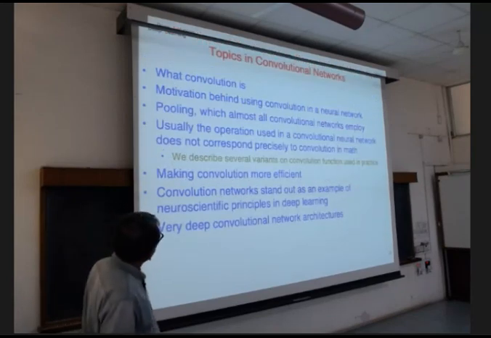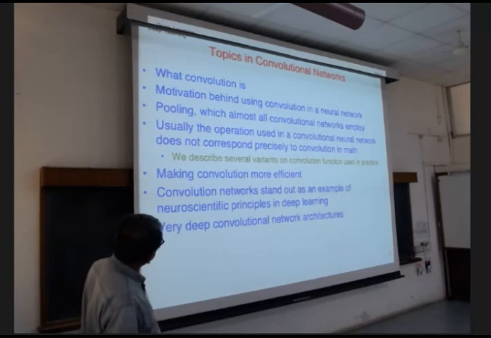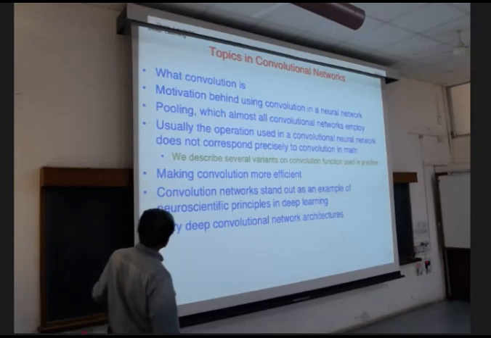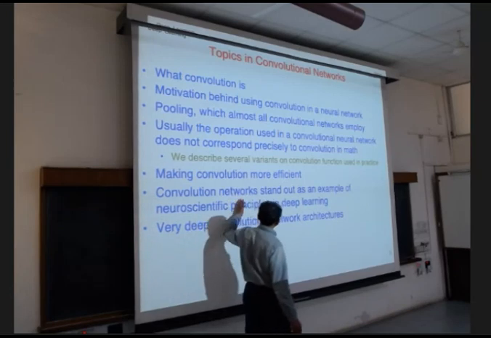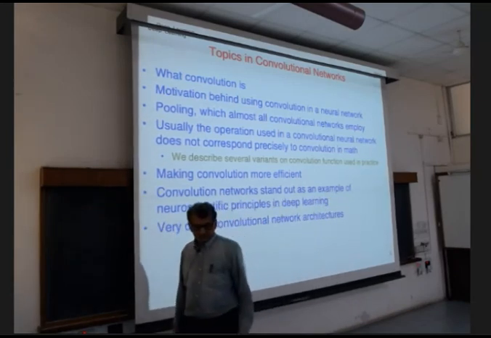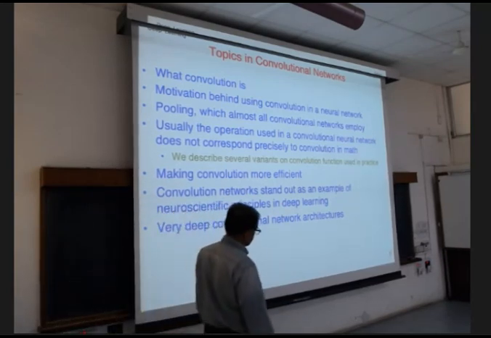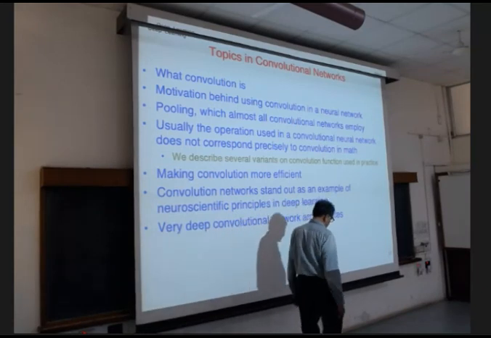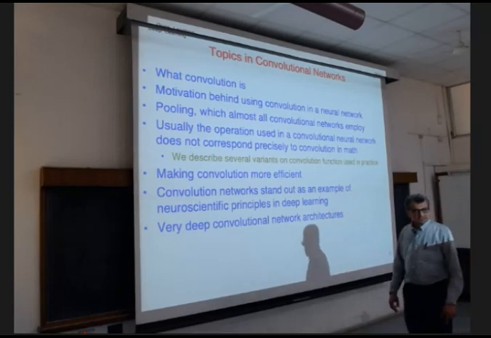And so what are all the topics here in convolutional neural networks? What convolution is, motivation, pooling, and I guess we've talked about all of these. Even more efficient, making it even more efficient. Standard example of neurons. Convolutional neural networks stand out as an example of neuroscientific principles in deep learning, and there are very deep convolutional network architectures. So that is the constant theme, the neuroscientific principles that play a role.